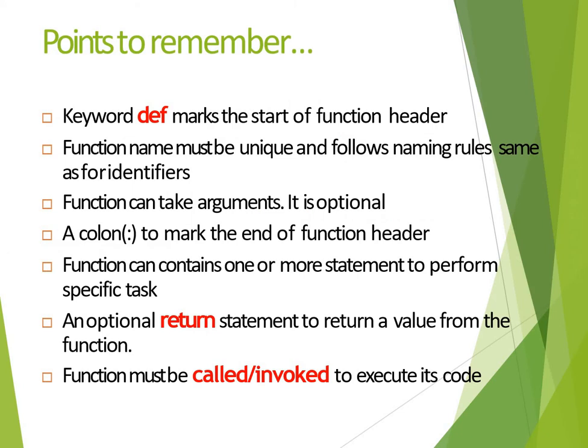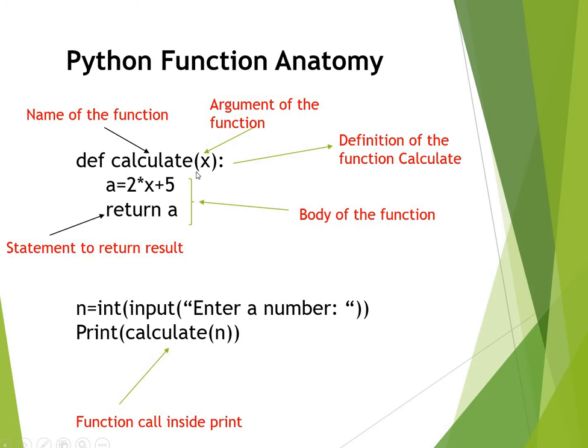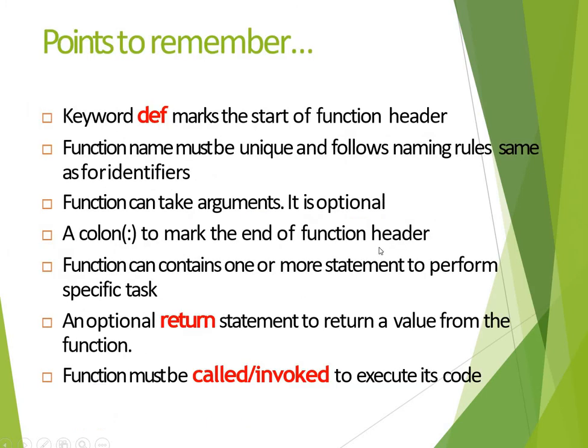So the function should start with the keyword def. Now every function name must be unique, and it should follow the same naming rules as for identifiers. Functions can have arguments, or cannot have arguments; it is optional. Now a colon marks the end of the function header. So here it is, def calculate x colon. This colon specifies the end of the function header.